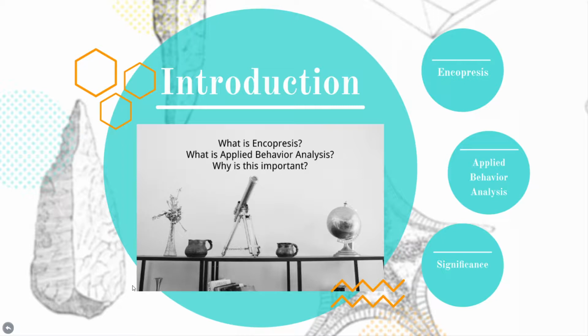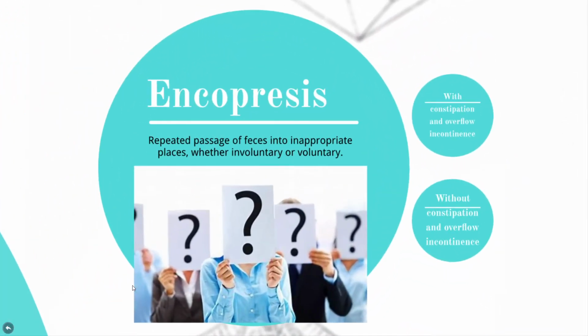In my introduction, I'm going to go over what is Encopresis, what is applied behavior analysis, and why this is important. Encopresis is the repeated passage of feces into inappropriate places, whether involuntary or voluntary. There are two types of encopresis: with constipation and overflow incontinence, and without constipation and overflow incontinence.